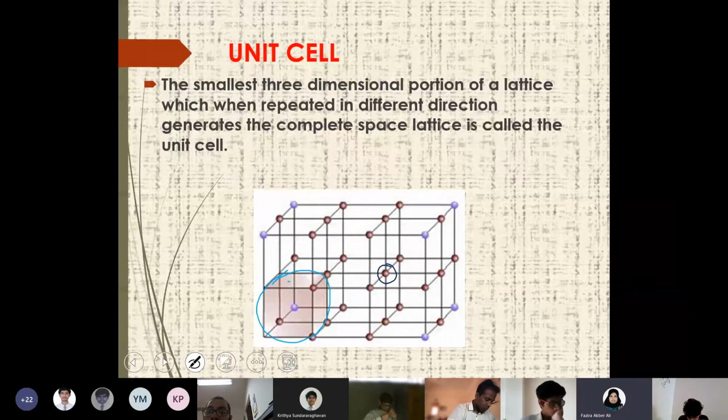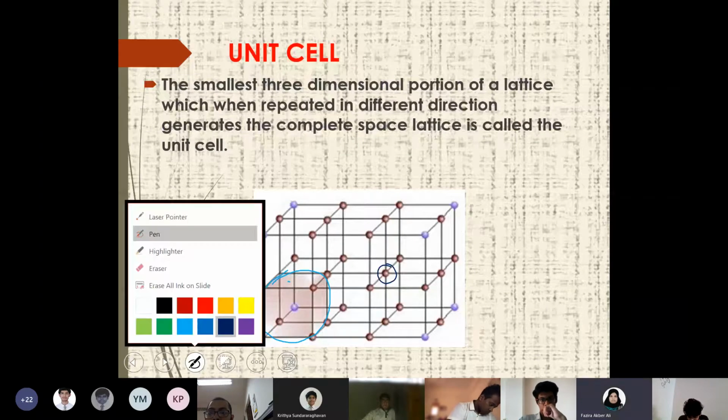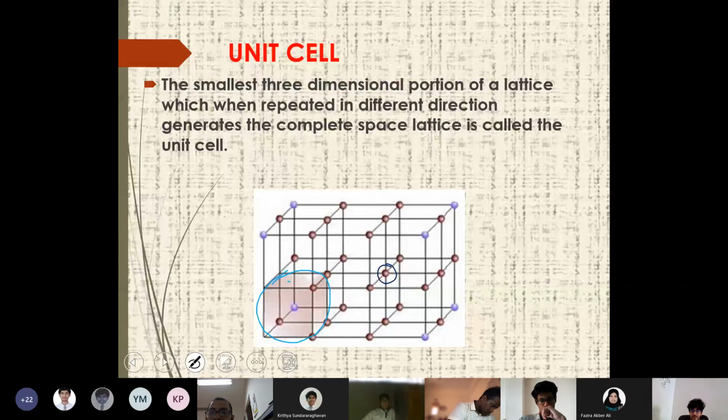Now, look at this particular particle, right? That particular particle is shared between different unit cells. How many unit cells is it being shared with? Eight. It has been shared with 8 unit cells. This is 1, this is 2, this is 3, 4 downwards, and then you have 5, 6, 7 and 8 in the upper level. So one particle at the corner is being shared by 8 unit cells, right?